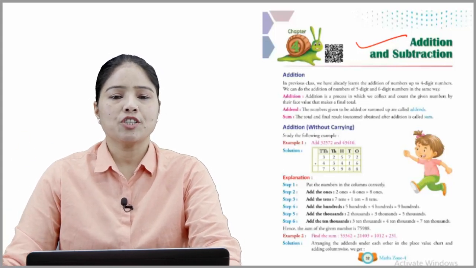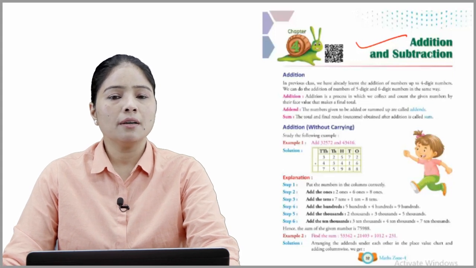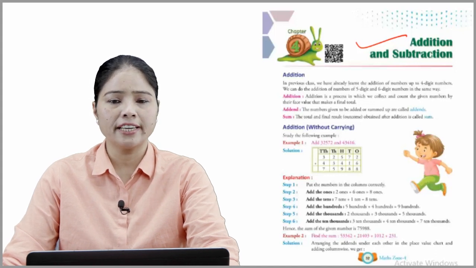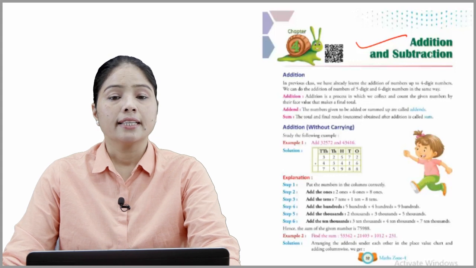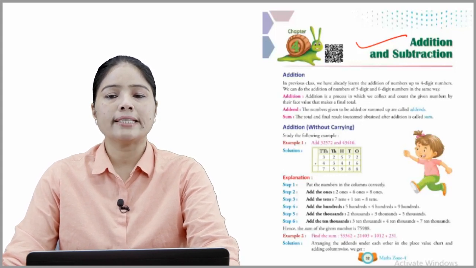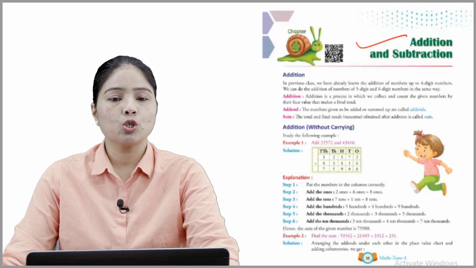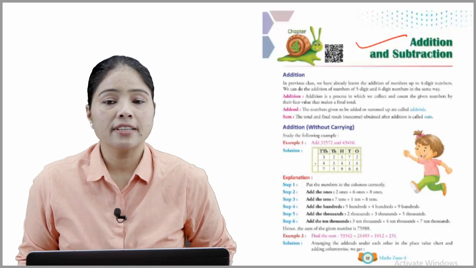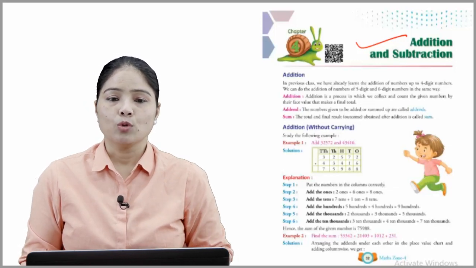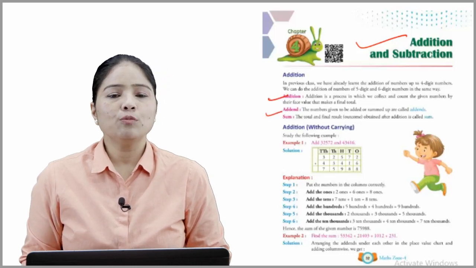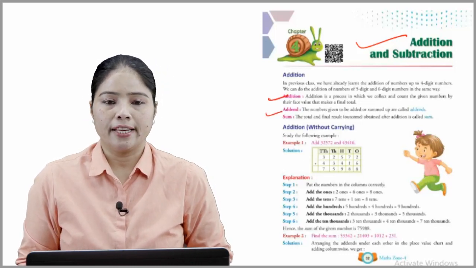Okay? Addition. Addition is a process in which we collect and count the given numbers by their face value that make a final total. Addend. The numbers given to be added or summed up are called addends. Sum. The total and final result, meaning the outcome obtained after addition, is called the sum. So just remember these terms, beta. Okay. Now move on to additions without carrying.